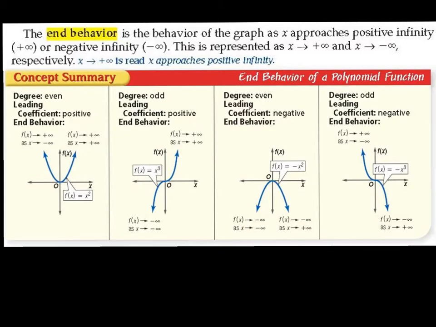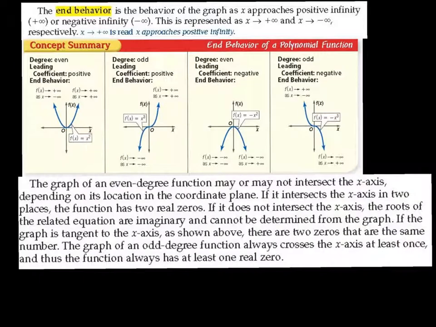Now on the odd functions, they're doing opposite things. So f of x approaches negative infinity as x approaches negative infinity, and f of x approaches positive infinity as x approaches positive infinity. And same thing on this guy, it's going down. So f of x approaches positive infinity as x approaches negative infinity, and f of x approaches negative infinity as x approaches positive infinity.